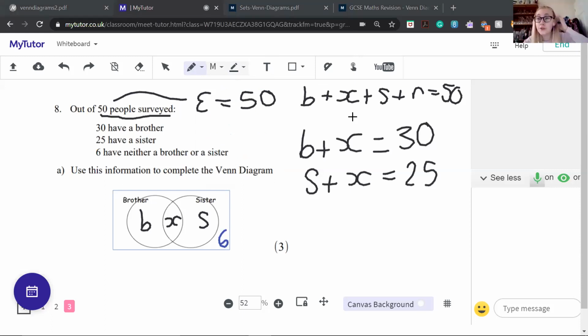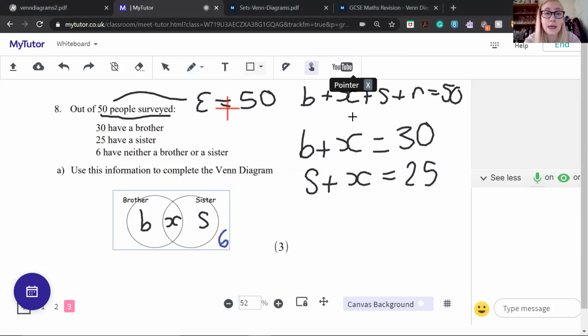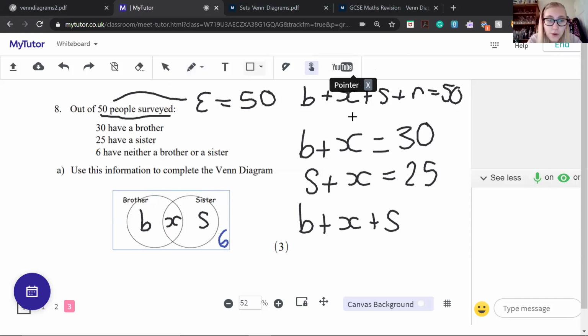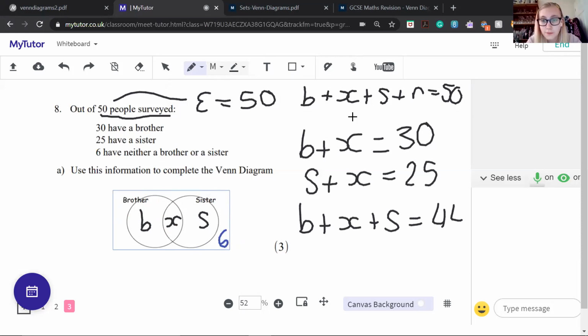Oh, someone said, what's a universal set? That's the other name for this here. So if you ever see the universal set is 50, that's epsilon. That just means everything that's in this. Okay, so now let's think about what else we have. Because there's 50, but 6 of them don't have either, the rest have to be in these 3. So we know that B plus X plus S, so everything here, is equal to 44. Because 6 are here, so the rest have to be 44 to bring it up to 50.